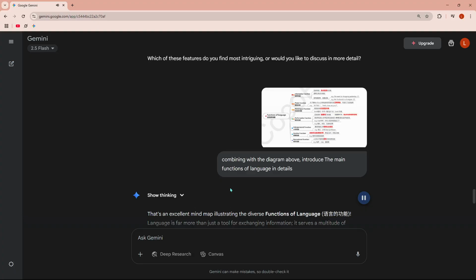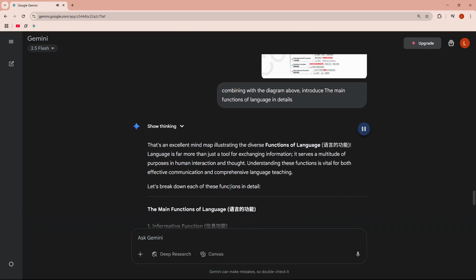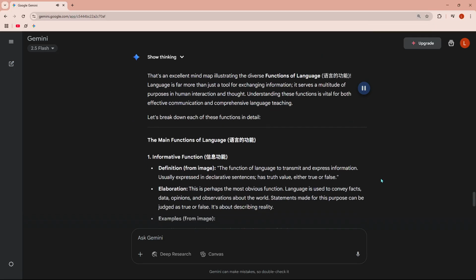That's an excellent mind map illustrating the diverse functions of language. Yu Yan De Gong Nen. Language is far more than just a tool for exchanging information. It serves a multitude of purposes in human interaction and thought. Understanding these functions is vital for both effective communication and comprehensive language teaching. Let's break down each of these functions in detail.